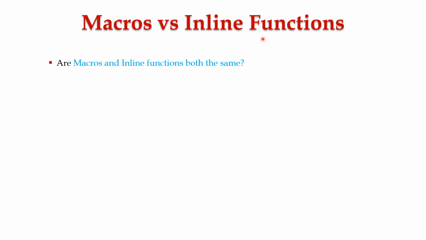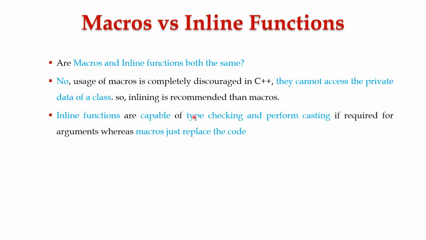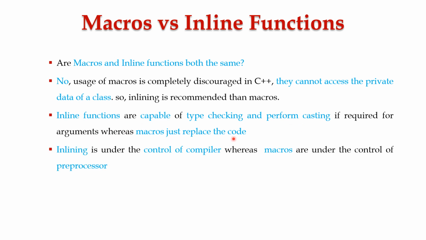Macros versus inline function. Are macros and inline functions both same? No. Usage of macros is completely discouraged in C++ since they cannot access private data of a class. So inline function is recommended over macros. Inline functions are capable of type checking and performing casting if required for the arguments, whereas macros just replace the code. Inlining is under the control of the compiler, but macros are under the control of the preprocessor.